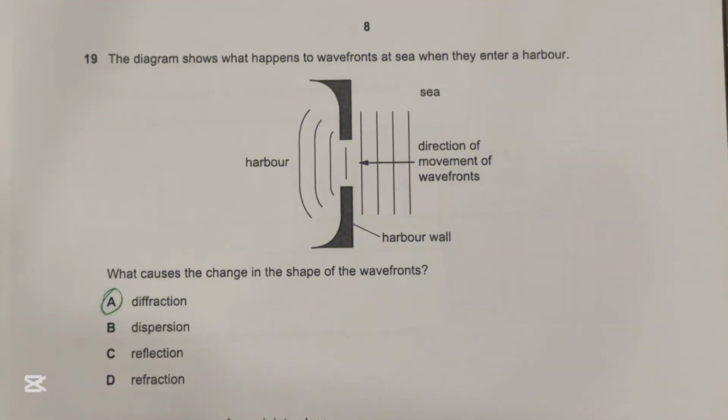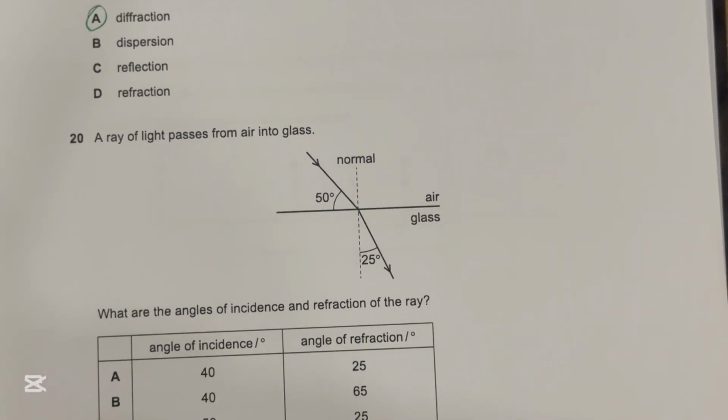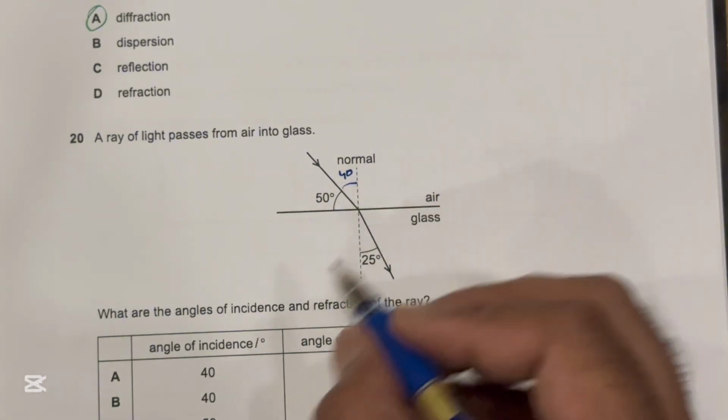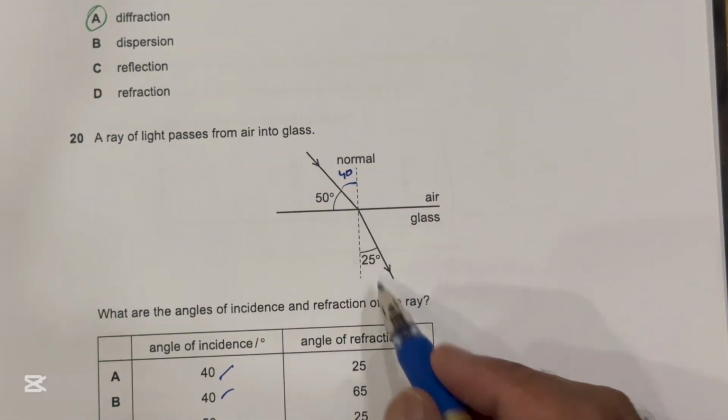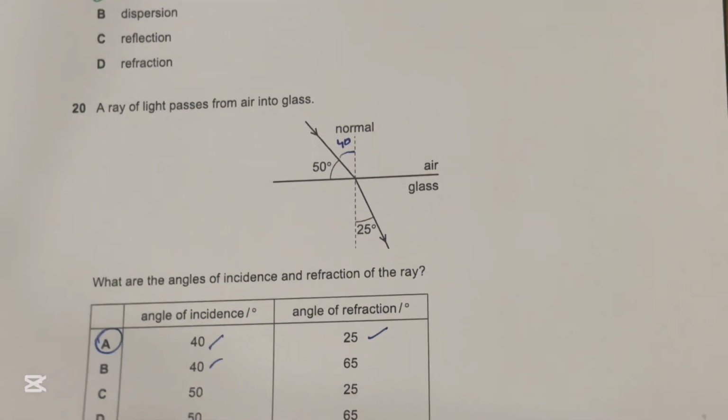Moving to question number 20. A ray of light passes from air into a glass. What are the angle of incidence and the refraction of the ray? We know that the angle of incidence would be 90 minus 50, that would be 40 degrees, and the angle of refraction from the normal is 25 degrees. So option number A is the right choice.